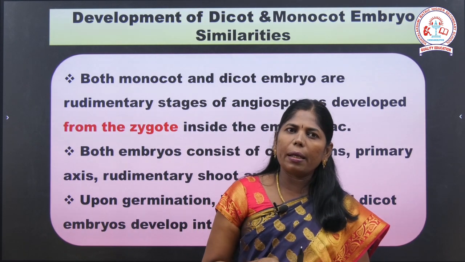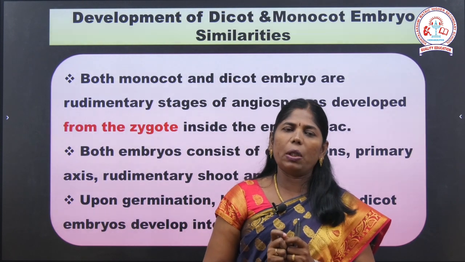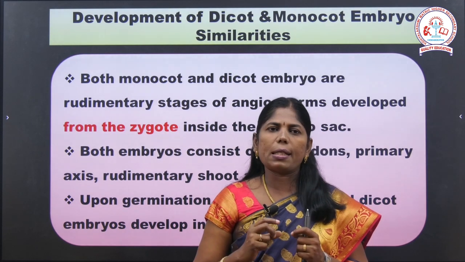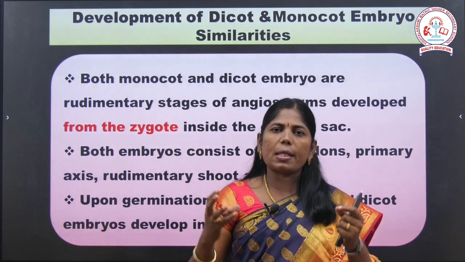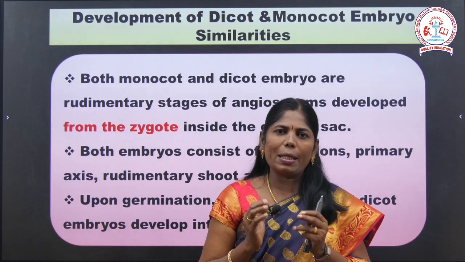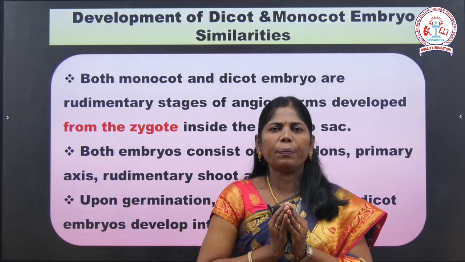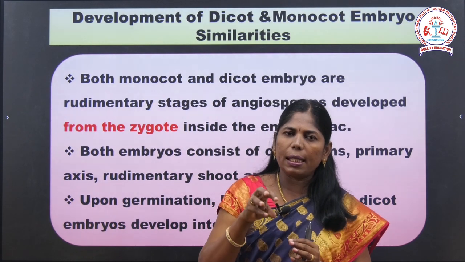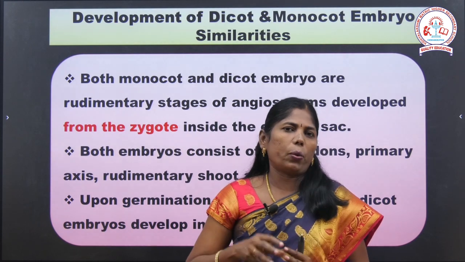All of this is inside the embryo sac. We know the structure of the ovule. The stalk of the ovule is called the funiculus. Then there is the integument; inside it is the nucellus, and inside the nucellus is the embryo sac. Inside the embryo sac is the egg apparatus, with synergids on either side and the egg in the middle. At the center is the secondary nucleus, and then the antipodal cells. That is where the zygote is formed.